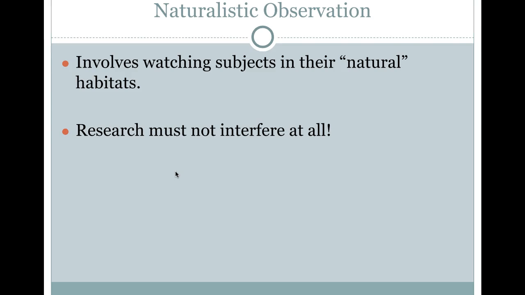So there's naturalistic observation. This is where you just simply watch and observe the subjects in their natural habitats. You do not interfere at all. Think of this like a zoologist studying different animal behaviors in a zoo, or a researcher out in the wild watching animals behave. You don't interact, you don't talk, you don't say anything, you simply watch and observe and take note of what's going on.